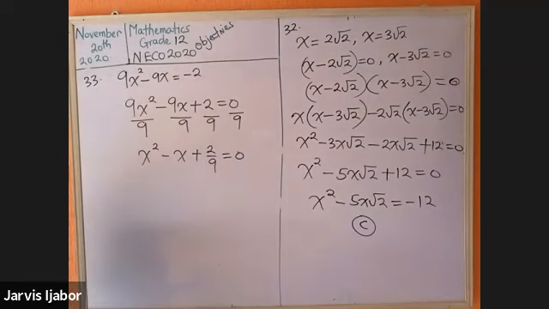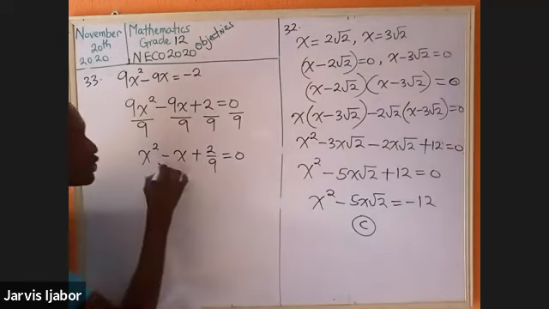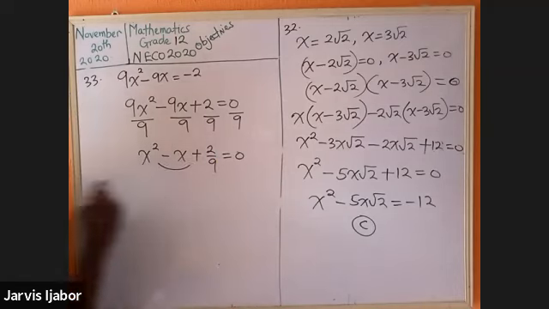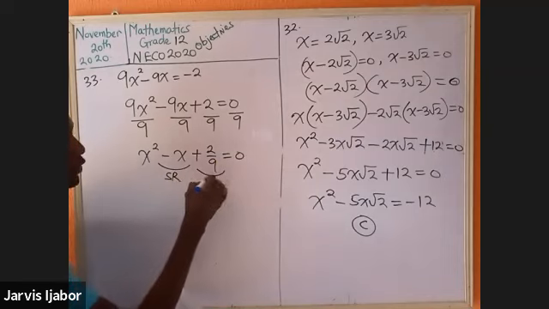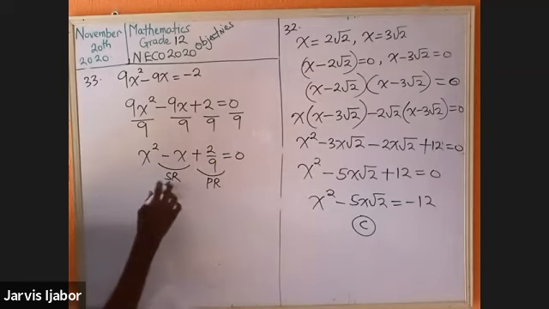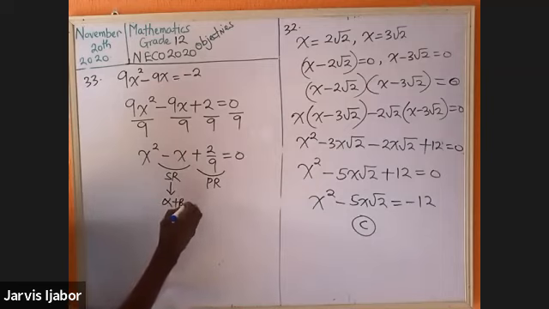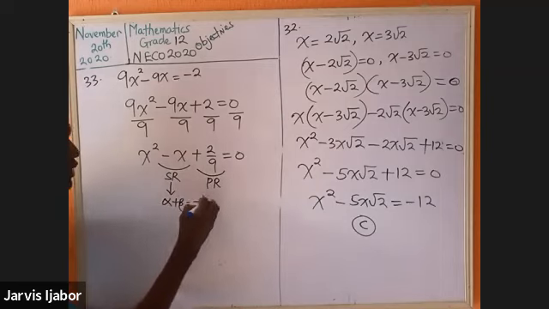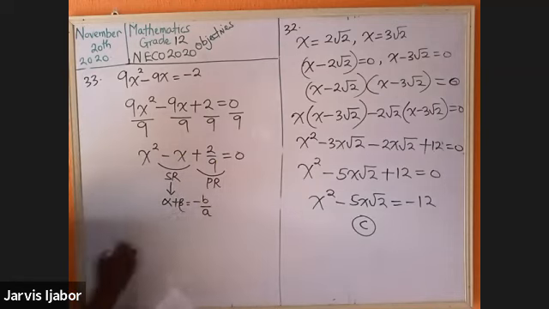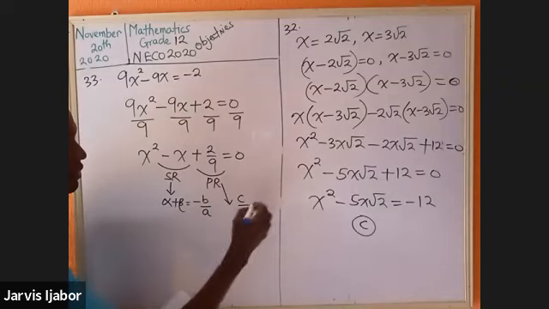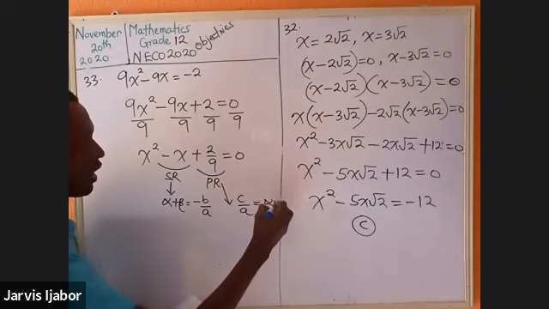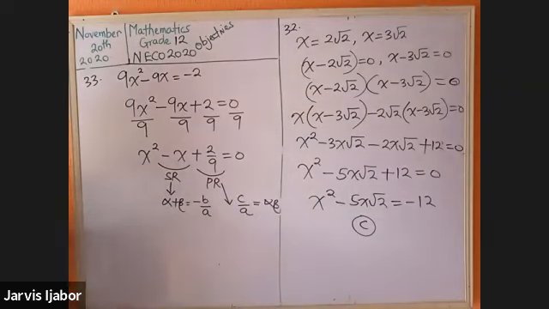Are we together? Now, this is the position of sum of roots. This is product of roots. When they say sum of roots, they mean alpha plus beta. And that is equal to what? Minus b over a. The product of roots is actually what? C over a. Alpha, beta.